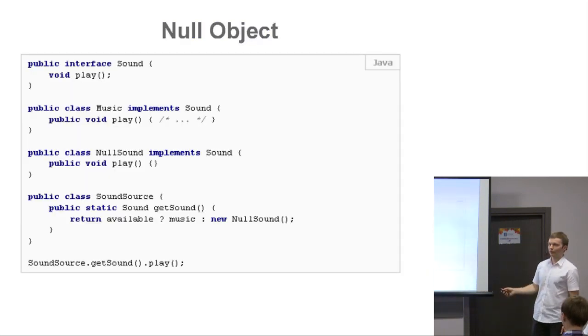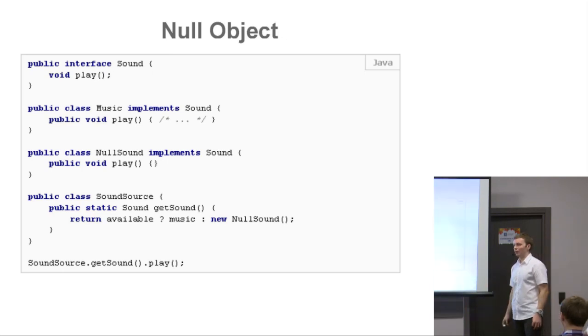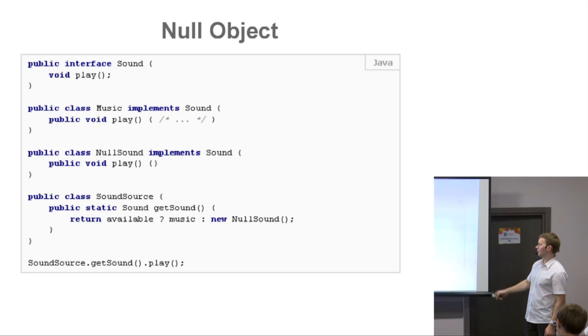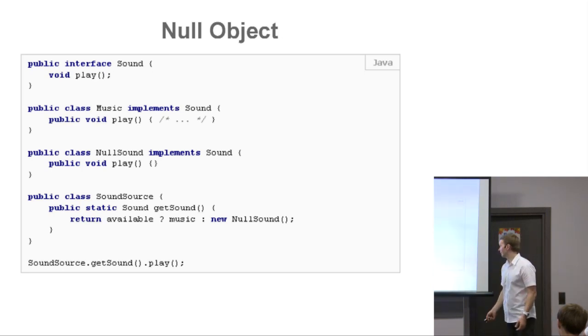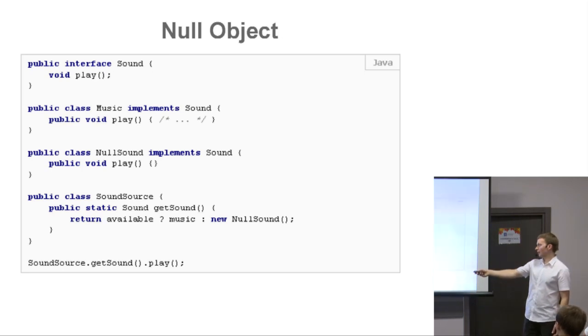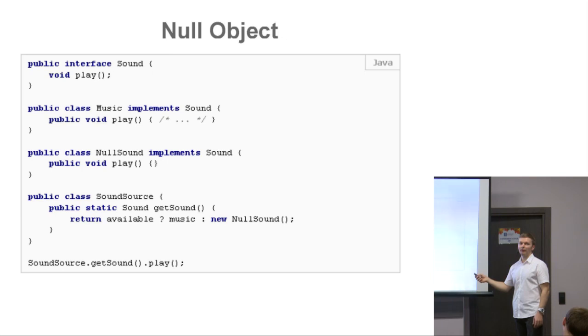In Java, that is usually done by creating a hierarchy of classes and a special implementation that does nothing. In this example, it is a null sound that does nothing. As we can see at the bottom, we don't have to check for our sound that we receive from the getSound method, even if that sound is optional.